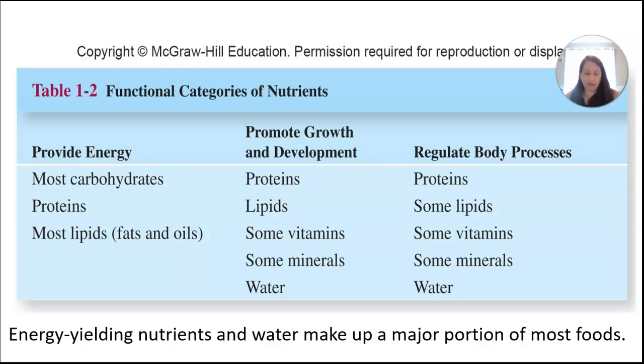If we look at what makes up the bulk content of most of the foods that we eat, the energy yielding nutrients, so carbohydrates, proteins, and lipids, and water are going to make up the bulk majority, the most weight of the food that we eat.